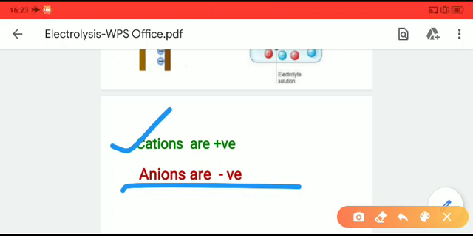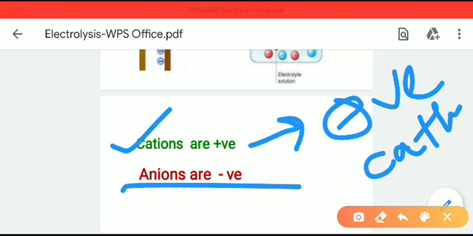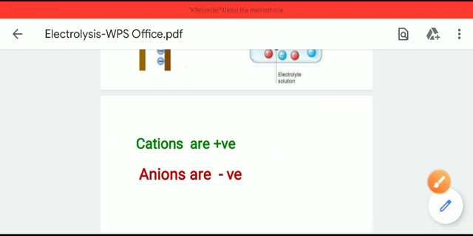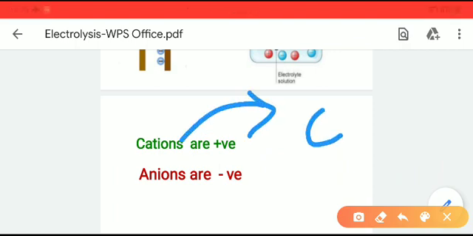As the cations are positive, they will move toward the negative end, because we know opposites attract and the same charge repels. The cation is a positive charge species, so it will move to the negative part. What is the negative part? The negative part is the cathode. Cathode is the negative electrode, so cations will go to the cathode.